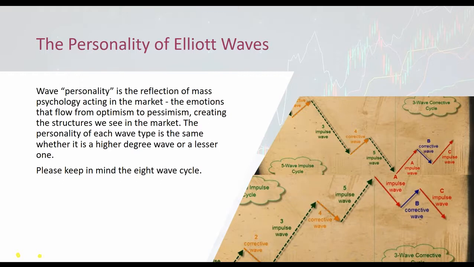Now, waves have personalities. Wave personality reflects the mass psychology acting in the market, the emotions that flow from optimism to pessimism. And that's all that we're really talking about, creating the structures we see in the market. The personality of each wave type is the same whether it's a higher degree wave or a lesser degree wave. Please keep in mind the 8 waves of the cycle: 1, 2, 3, 4, 5, A, B, and C.